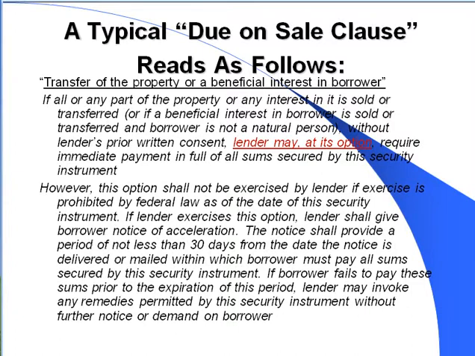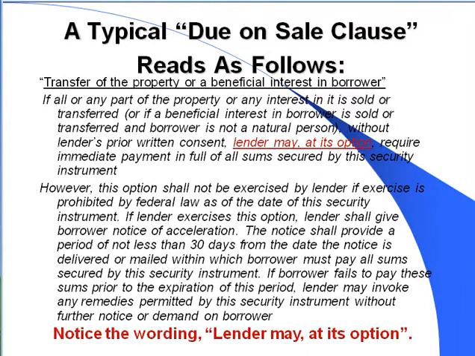If all or any part of the property or any interest in it is sold or transferred, or if a beneficial interest in borrower is sold or transferred, and borrower is not a natural person, without lender's prior written consent, here's the key words, folks, pay attention to these: lender may at its option require immediate payment in full of all sums secured by the security instrument.